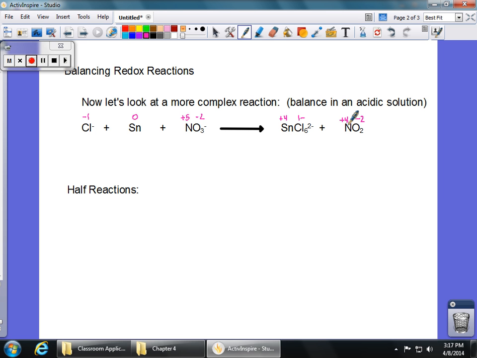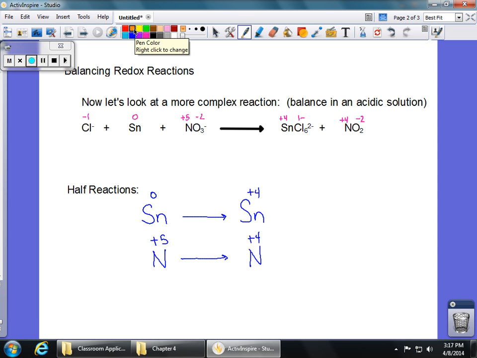In any redox reaction, you're only going to have two atoms changing oxidation states when you go to write your half reactions. So our half reactions for this one would be tin with an oxidation state of 0, becoming tin with an oxidation state of +4, as well as nitrogen with an oxidation state of +5, becoming nitrogen with an oxidation state of +4.